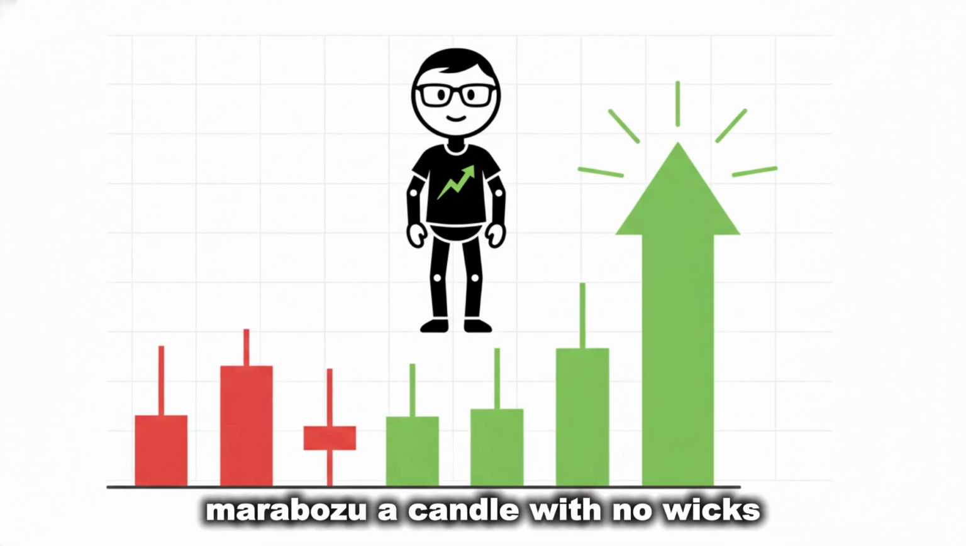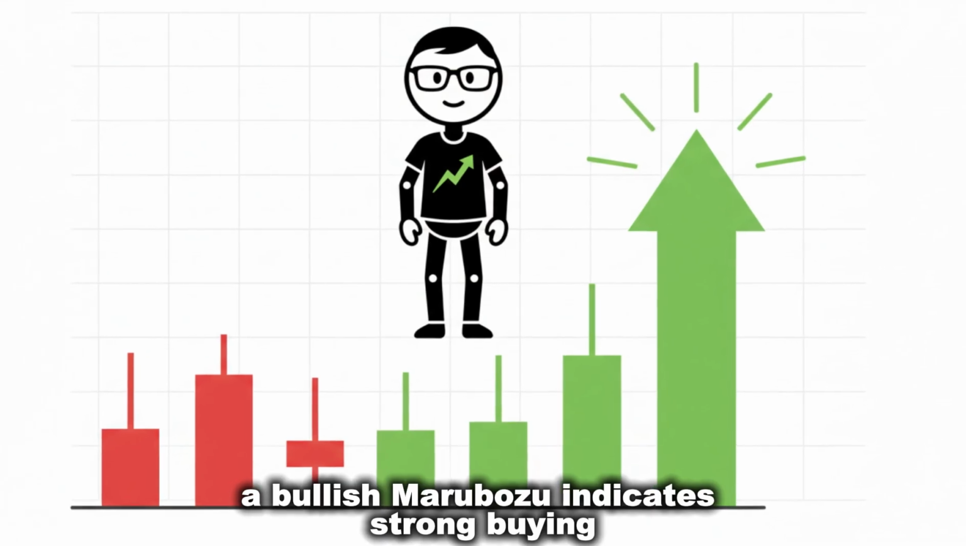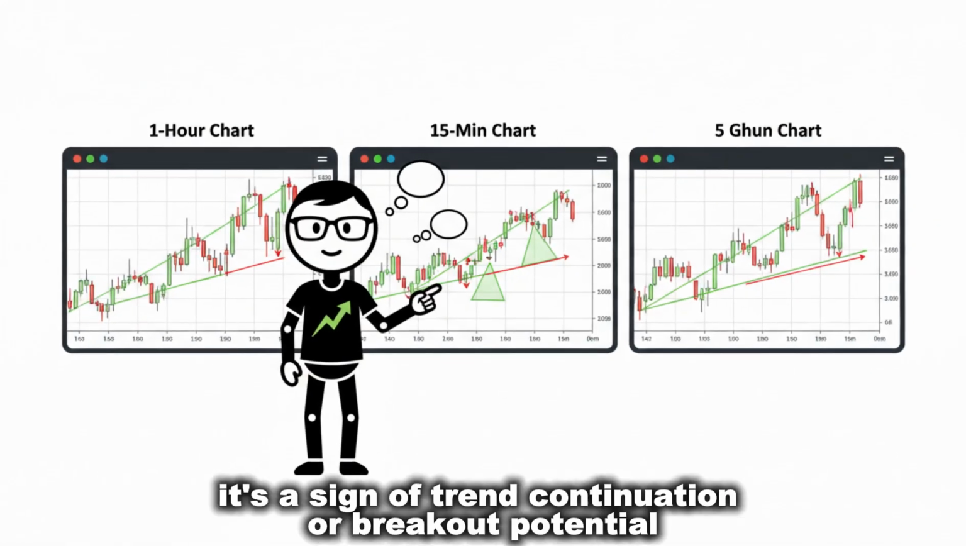Marubozu, a candle with no wicks. All action is in the body. A bullish Marubozu indicates strong buying with full control, while a bearish Marubozu shows strong selling dominance. It's a sign of trend continuation or breakout potential.